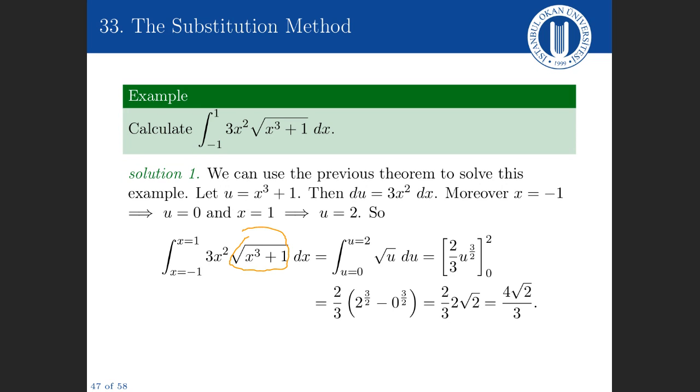Square root of x cubed plus 1 becomes square root of u. 3x squared dx becomes du. Instead of the lower limit being x equal to minus 1, the lower limit becomes u is equal to 0. And instead of the upper limit being x equal to 1, the upper limit becomes u equal to 2.